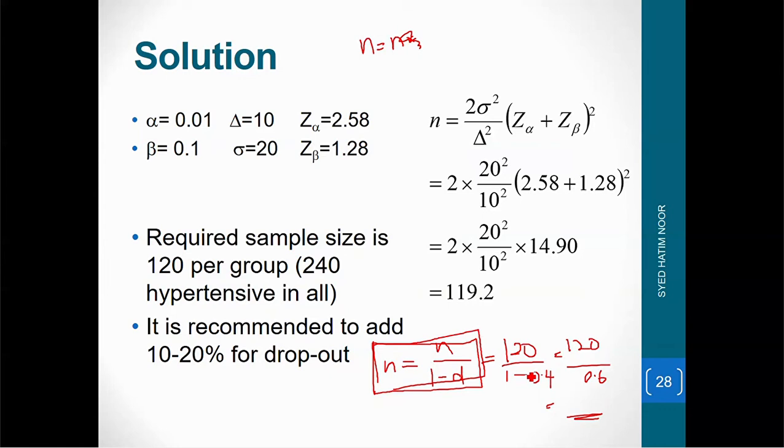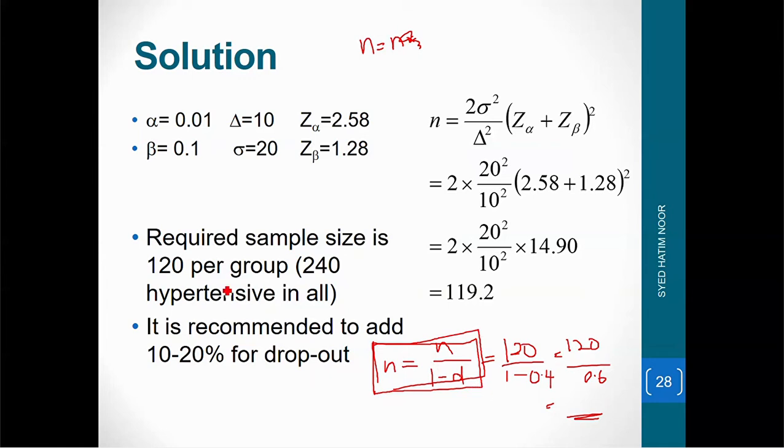Okay, doctor, thank you. Doctor, I understand the value of the dropout rate. The formula you wrote, N equals N over 1 minus the dropout rate, what formula is this? This is to calculate the dropout rate, because you have to add it.